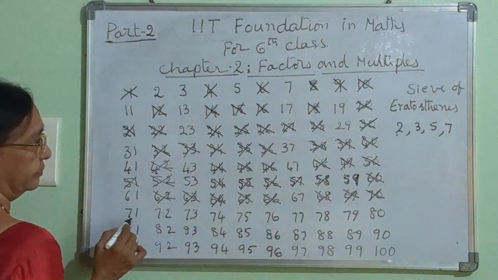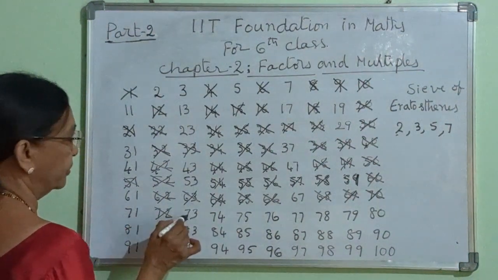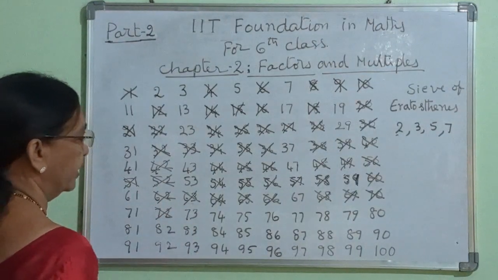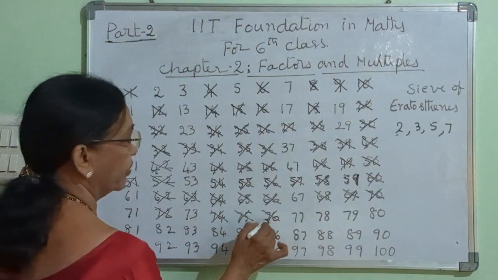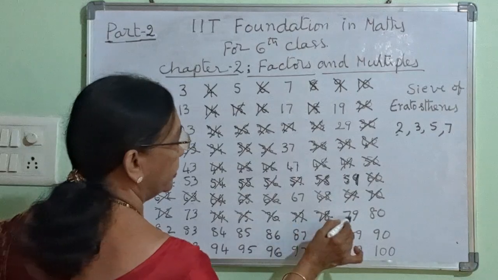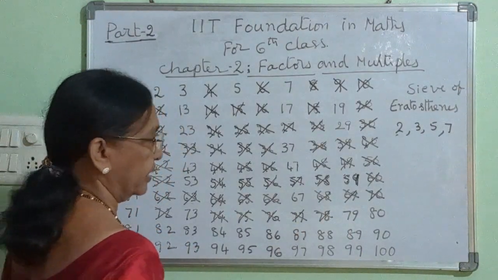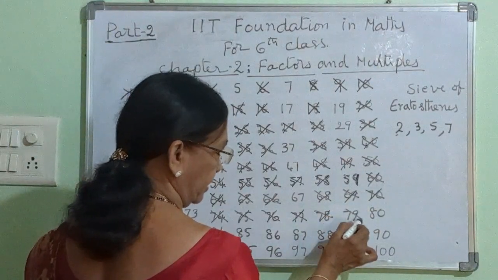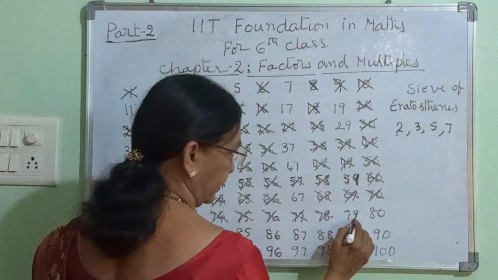71 is not divisible by any number. 72 divisible by 2. 73 is also not divisible by any number. 74 is divisible by 2, 75 divisible by 5, 76 divisible by 2. 77 is divisible by 7, 78 divisible by 2. 79 is not divisible by any of the numbers. Therefore, it is a prime number.